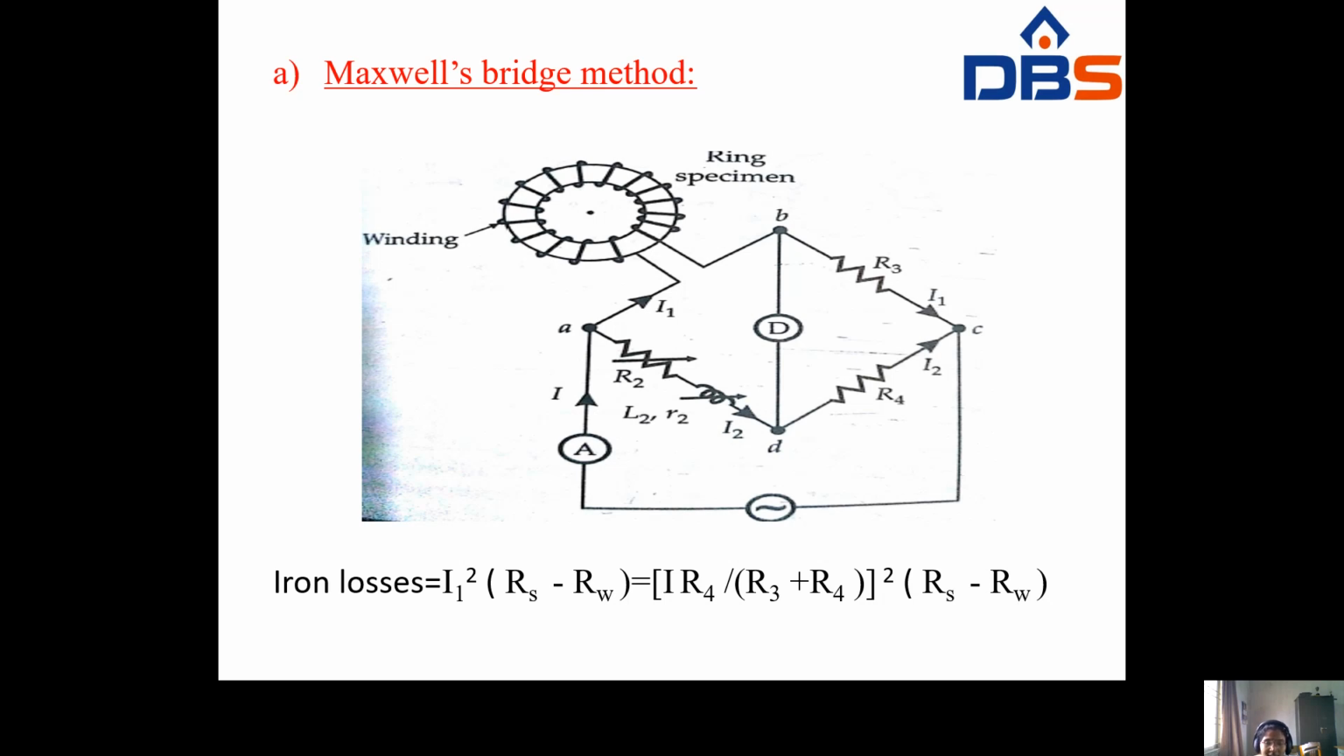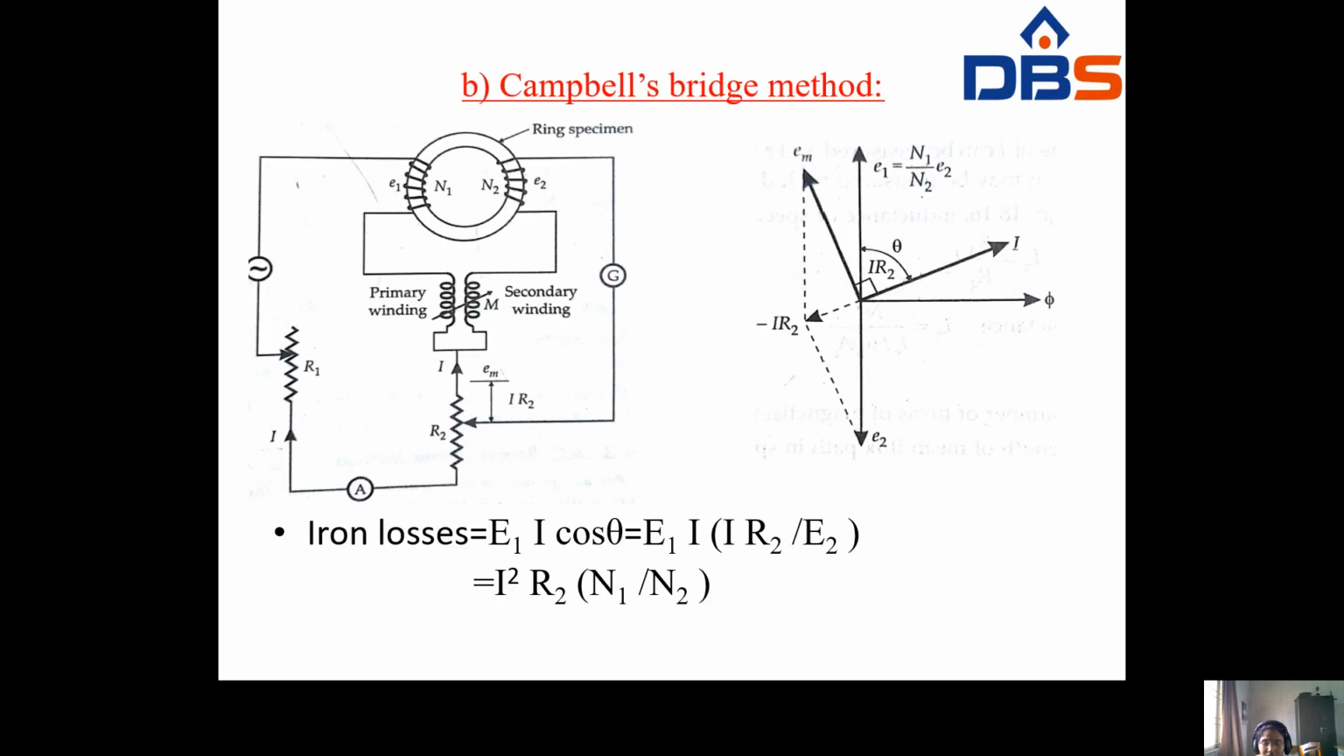At that time, I means the total current flowing through the ammeter. So you can get I of R4 by R3 plus R4, whole squared, times RS minus RW. By using that formula, you can directly find the iron losses by Maxwell's bridge method. So next one is what?